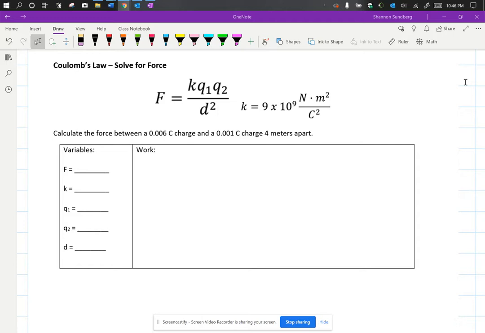Q1 represents the first charge you're going to be given. Q2 represents the second charge you're going to be given. And distance is always squared. That's something that you really need to be concerned with. Sometimes students will multiply by 2. Squaring something and multiplying by 2 are not the same thing, so just be careful with that.